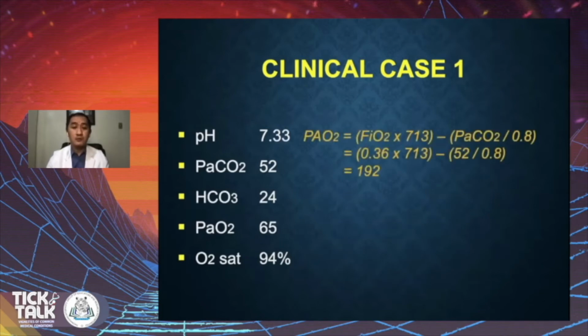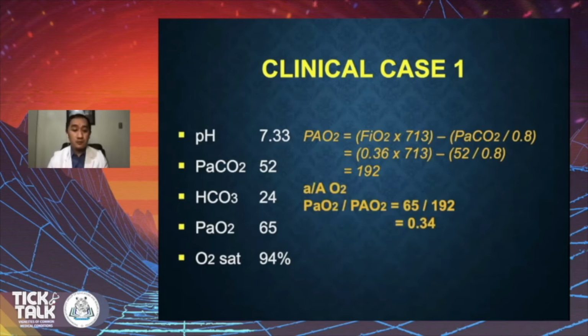To compute for the hypoxemia, let's go back to the indices of hypoxemia. We need to calculate the alveolar O2, and the computation is FiO2 times 713 minus the arterial CO2 divided by 0.8, and it's equivalent to 192. To compute for the A-a ratio, the PO2 65 divided by your alveolar O2 is 0.34, and the expected A-a ratio is more than 0.75. So with this computation, we can say that the patient is hypoxemic.